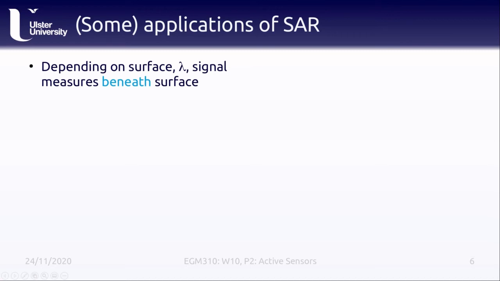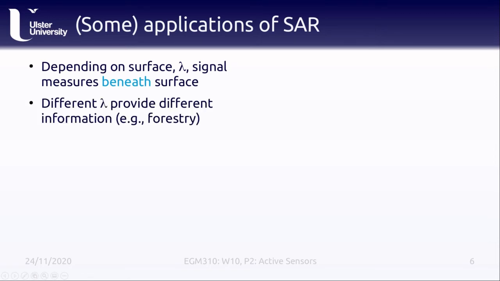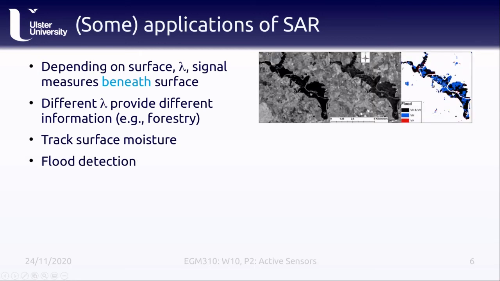Depending on the properties of the surface and the wavelength, a SAR signal will actually measure beneath the surface. This means that by using signals with different wavelengths, we can get information about different layers within the surface. For example, we can learn about the structure of forests. We can also track and measure surface moisture. When combined with the fact that clouds are mostly transparent to SAR signals, this makes SAR a particularly potent tool for monitoring and studying floods, as shown in the example here.